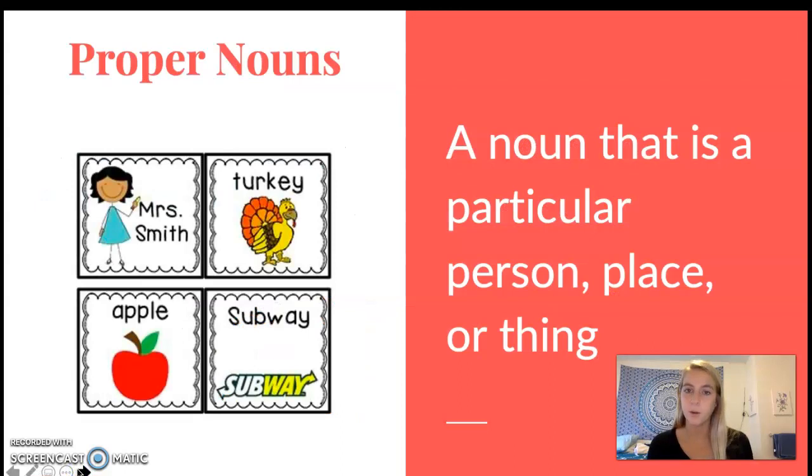There are also proper nouns. These are a noun that is a particular person, place, or thing. So for example, it would be Mrs. Smith or Subway, which are very specific compared to the common nouns.